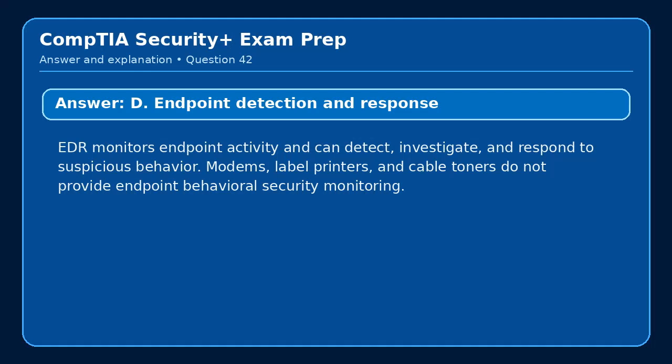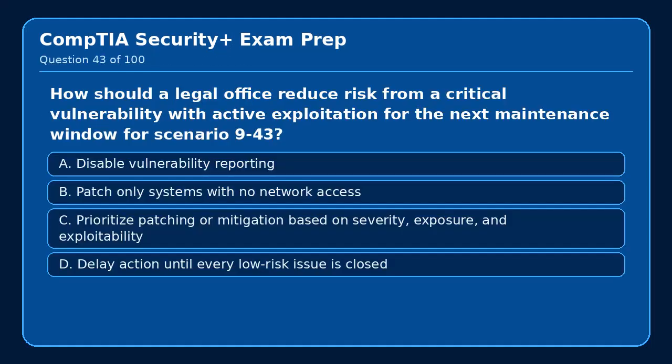Question 44. Which practice best hardens a new server image for a managed service provider during a quarterly review for scenario 9 to 44? A. Install every optional service by default. B. Leave vendor credentials unchanged. C. Turn off audit logging permanently. D. Apply a secure baseline that disables unnecessary services and enforces approved settings.